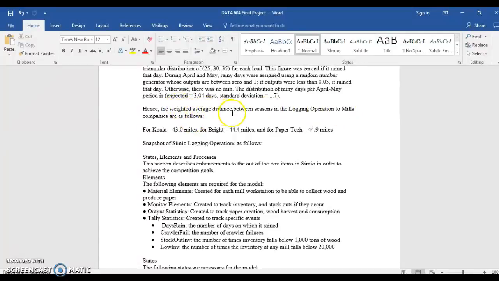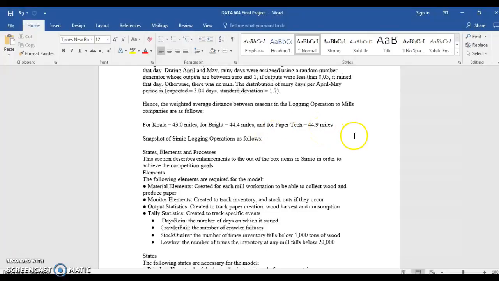I have calculated the weighted average distance between seasons in the logging operation for the companies as follows: for Koala 43 miles, for Bright 44.4 miles, and for Papertec 44.9 miles.